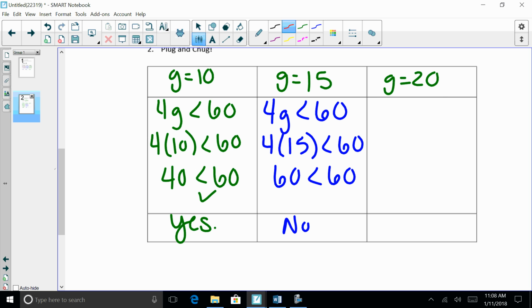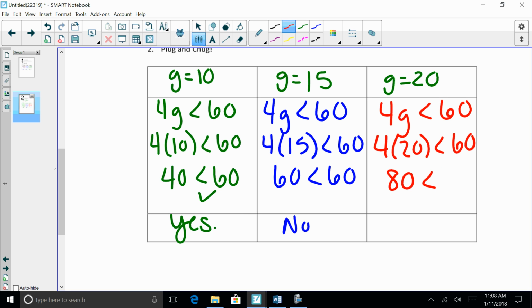And our last one, so for 4G is less than 60, G this time equals 20. So 4 times 20 is supposed to be less than 60. That is 80. 80 is not less than 60. So G equals 20 is not a solution. The only correct answer choice for this is 10 gallons.